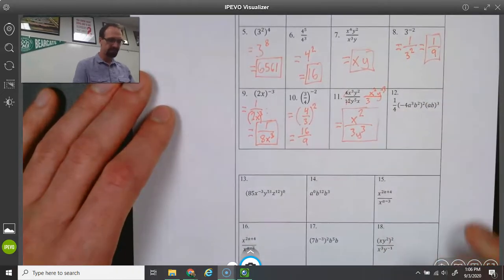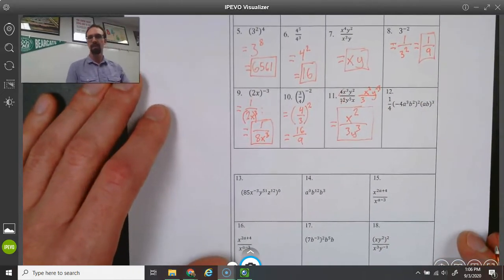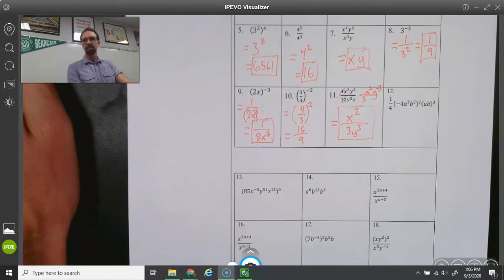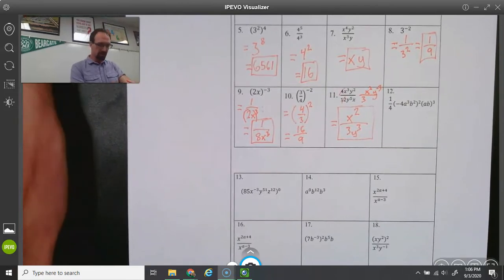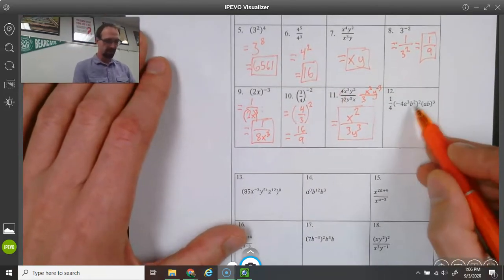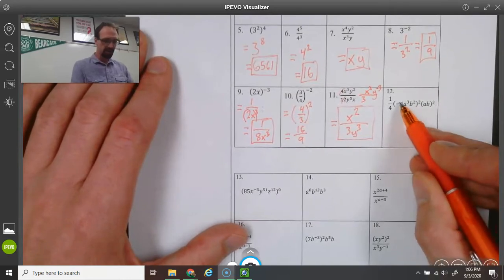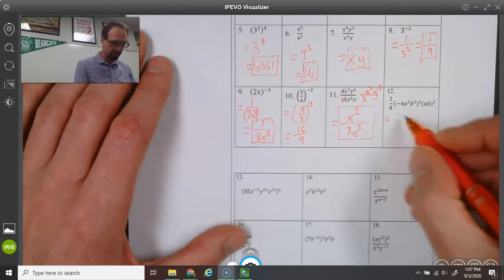Number 12, have a lot going on here. First, I want to resolve the squared and the cubed. So this squared and this cubed. So first, I take each of these quantities squared.